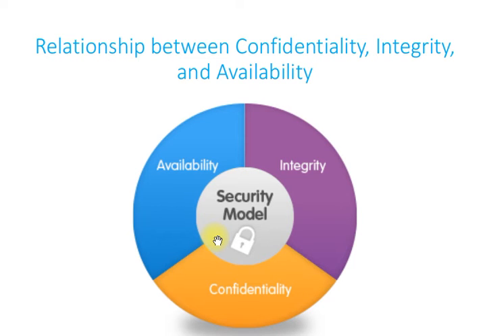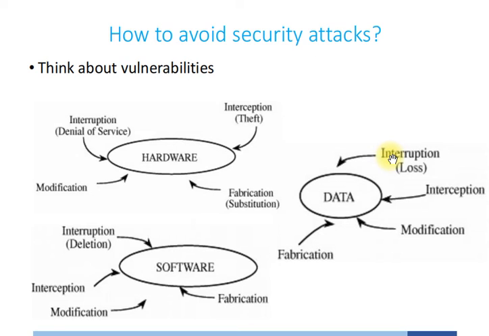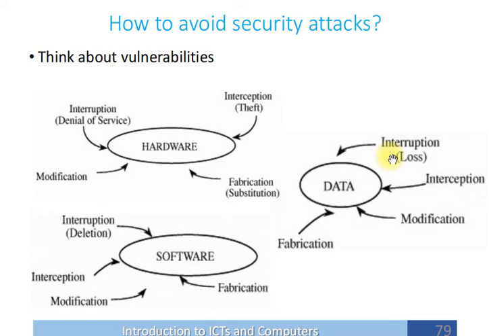Relationship between confidentiality, integrity, availability. We've talked about all these, and how to avoid security attacks. So this is demonstrating the abilities among all these three: hardware, data, and software. When you look at hardware, there is interception, theft, there is interruption, denial of service, and there is also modification, and there is also fabrication. So these are the things that can happen to hardware.